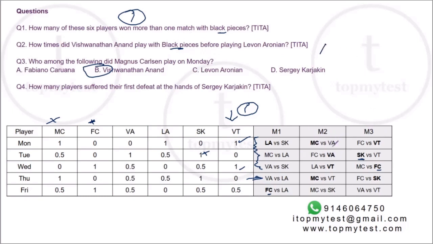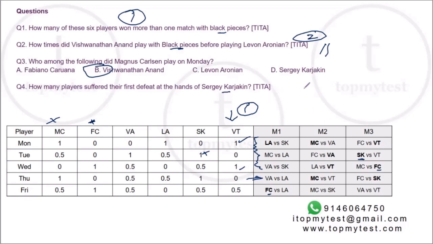Monday, he played with black. That's one. Tuesday, he played with black again, so that's two. And Wednesday, he played with white. So he played twice with black pieces. That will be your correct answer before playing Levon Aronian. And the last one: how many players suffered their first defeat at the hands of Sergei Karjakin?